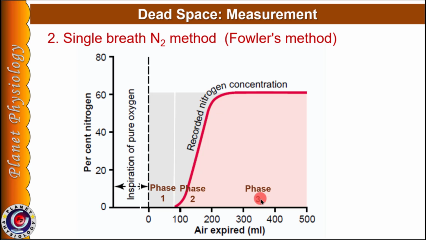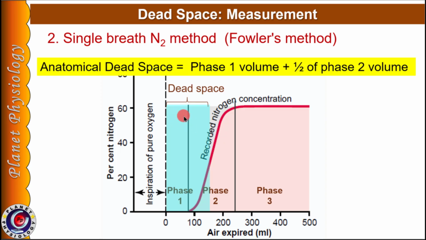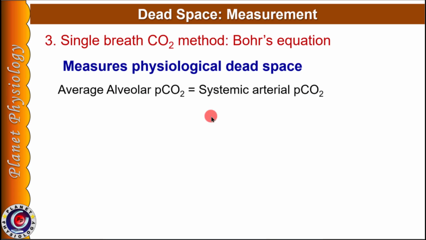So from this graph, dead space is calculated by adding the volume of gas exhaled during phase 1 and half of the volume of phase 2. Now coming to the last method, the single breath carbon dioxide method. It uses Bohr's equation to estimate physiological dead space by comparing carbon dioxide levels in the alveolar and the expired air. Carbon dioxide in the inspired air is negligible, so it can be ignored and the formula is modified accordingly.